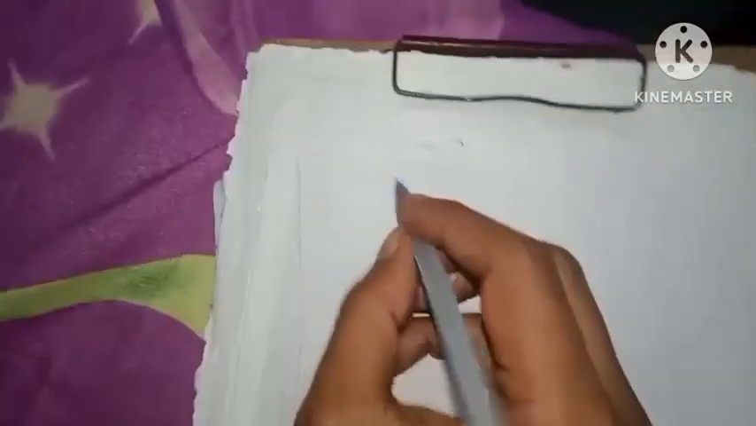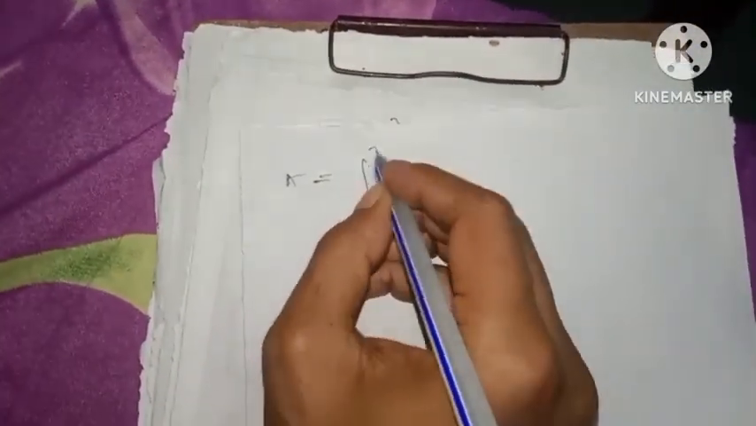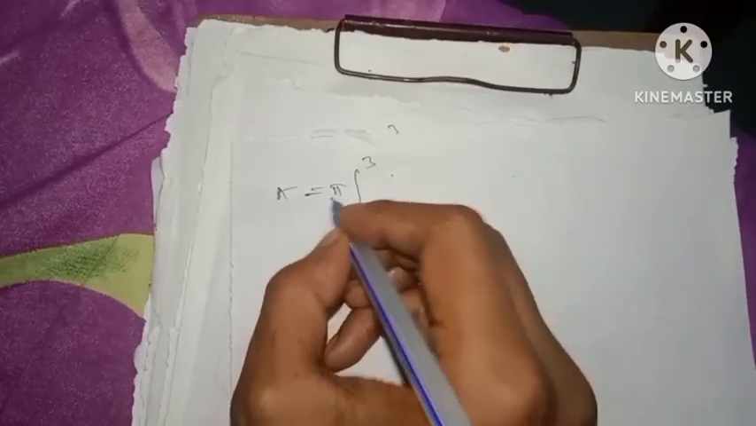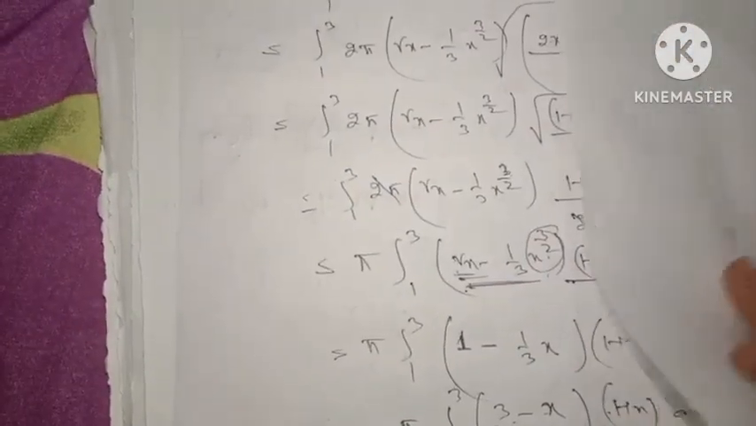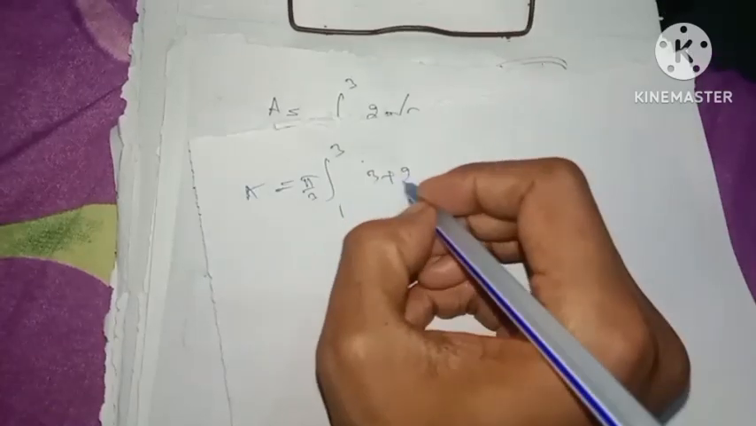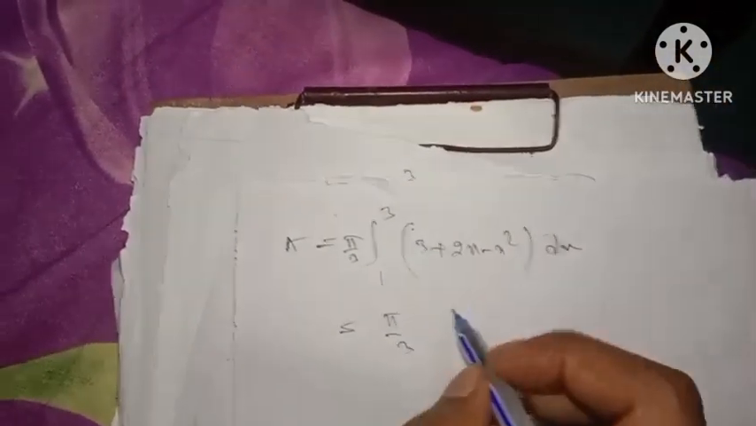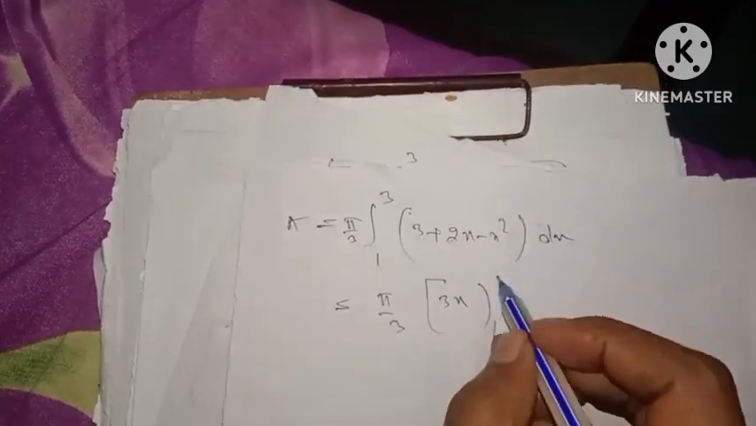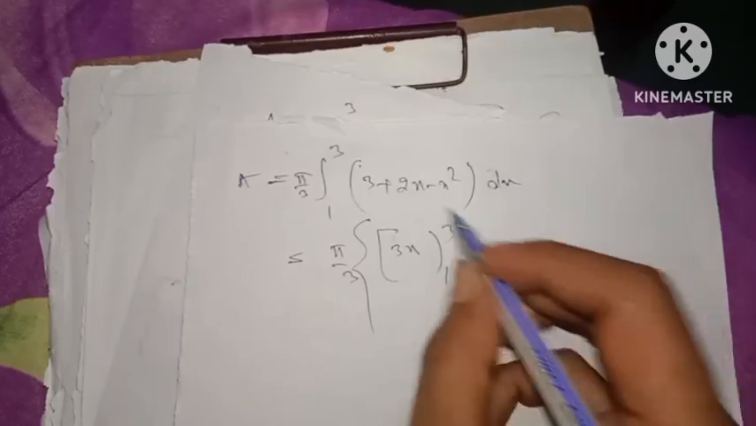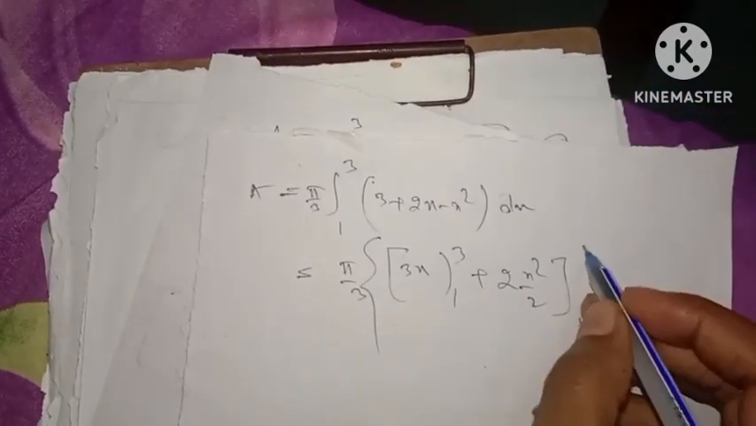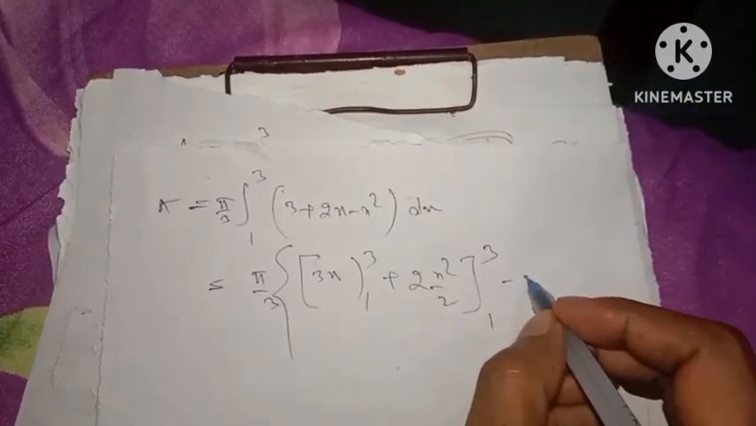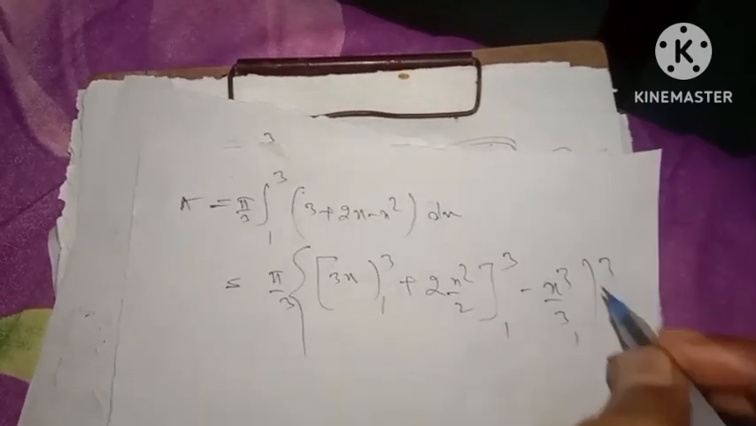So pi by 3 will be constant. I will write again: pi by 3 times the integration from 1 to 3 of 3 plus 2x minus x square with respect to dx. So the integration of 3 will be 3x with limits 1 to 3, and 2 into x integration will be x square with limits 1 to 3, upper limit minus lower limit. And this is x cube by 3 with limits 1 to 3.